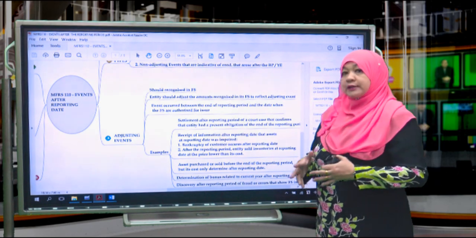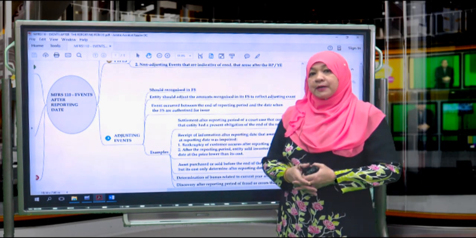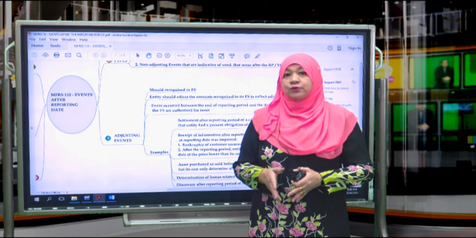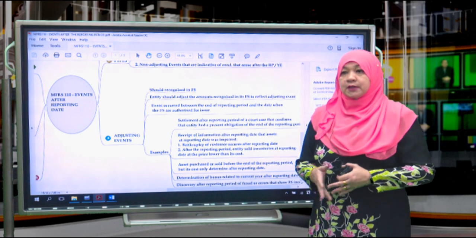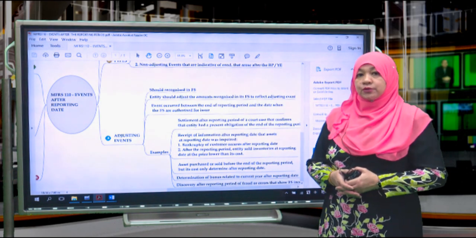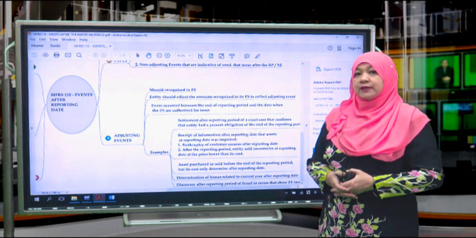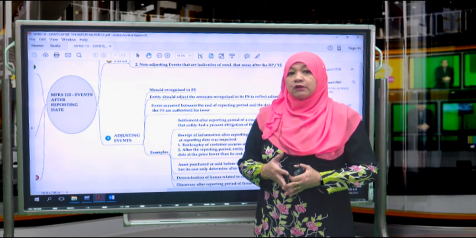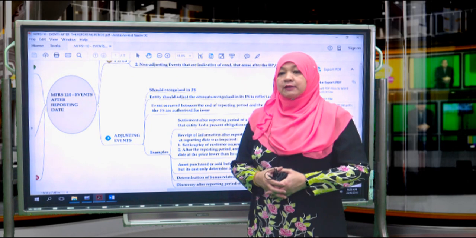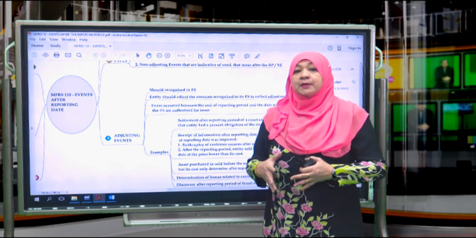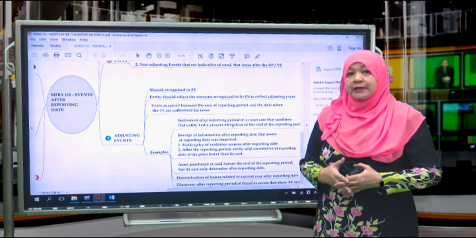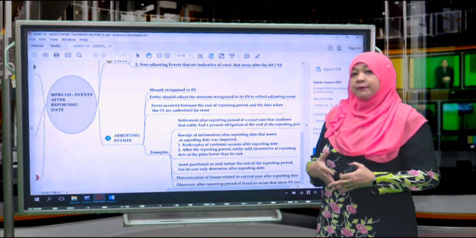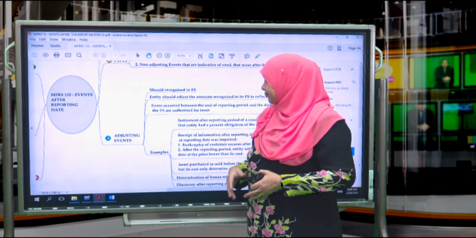Okay, now if the settlement only arises perhaps in January or February, that is between the financial year end and the date the directors authorized the issuance of the financial statements, then that settlement is considered an adjusting event, right? Because we already know that the company has to pay the court settlement before the financial year end.